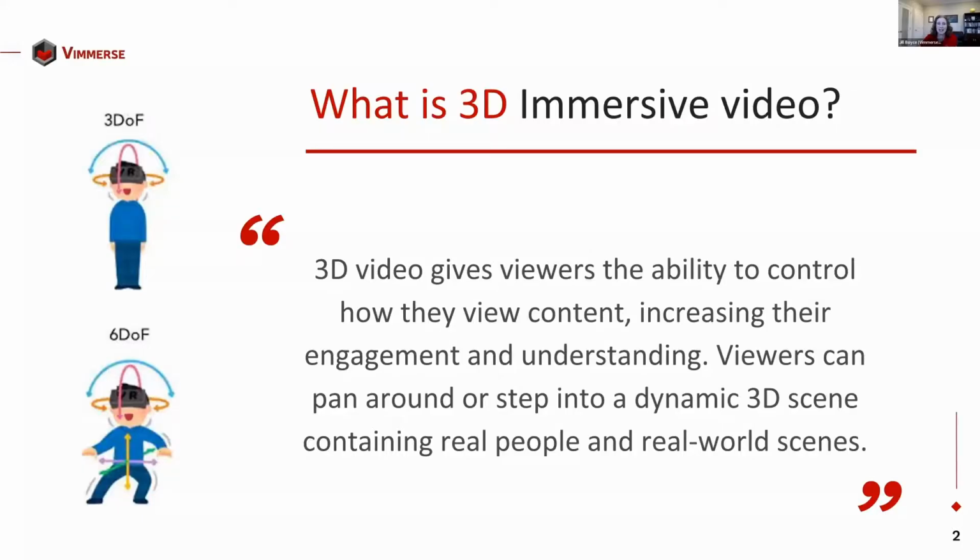So what is 3D immersive video? The pictures on the left show how a VR headset can be used to provide 3 degrees of freedom of movement, or to provide 6 degrees of freedom. With 3 degrees of freedom, you can only rotate from a fixed position, but with 6 degrees of freedom, you get the ability to move your position as well.